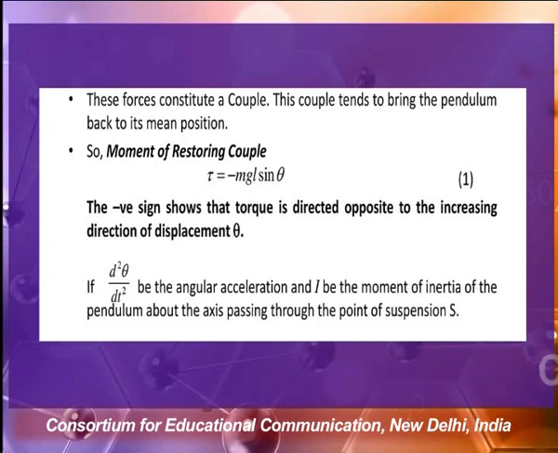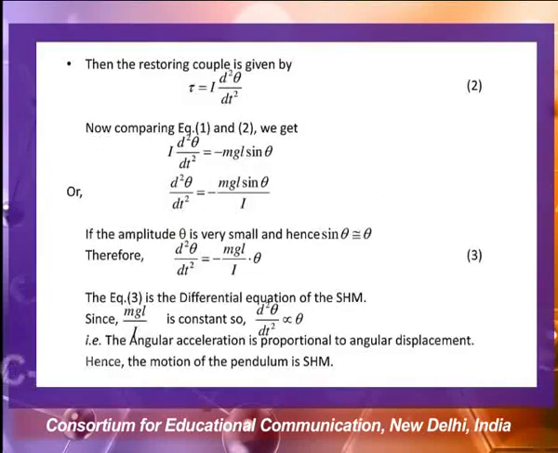If d squared theta by dt squared is the angular acceleration and I is the moment of inertia of the pendulum about the axis passing through the point of suspension S, then the restoring couple is given by tau equals I d squared theta by dt squared. This is equation number 2. Now we compare both equations 1 and 2. We get I d squared theta by dt squared equals minus mgl sin theta, so d squared theta by dt squared equals minus mgl sin theta upon I.